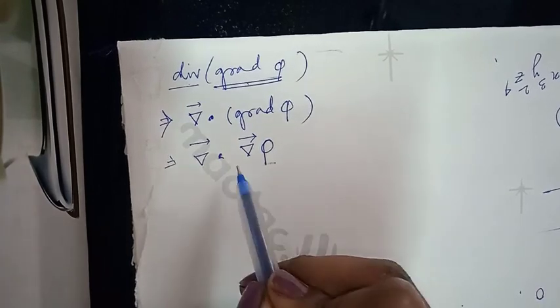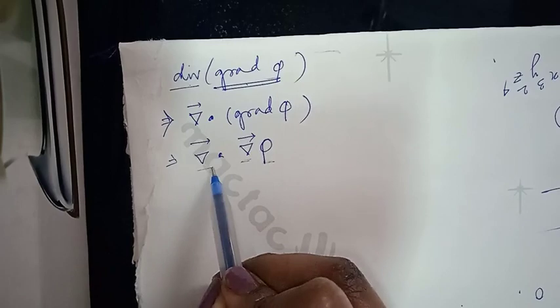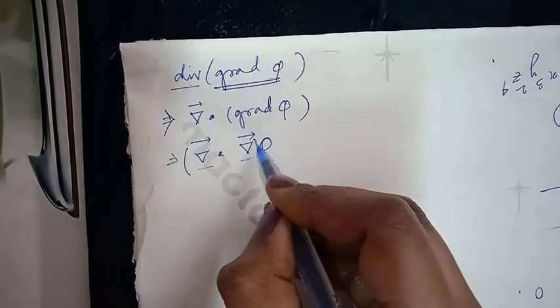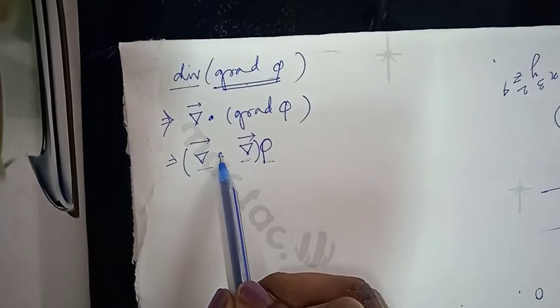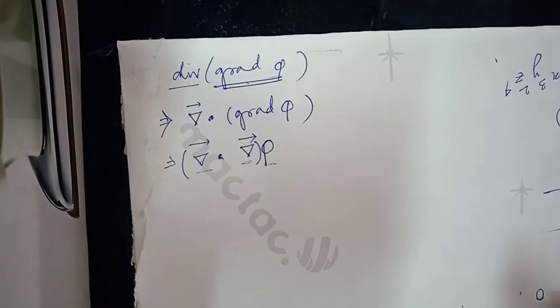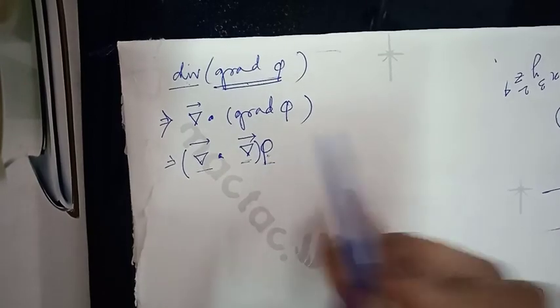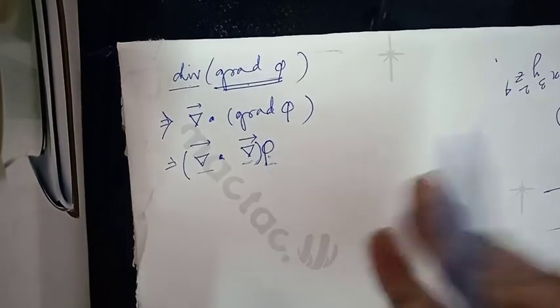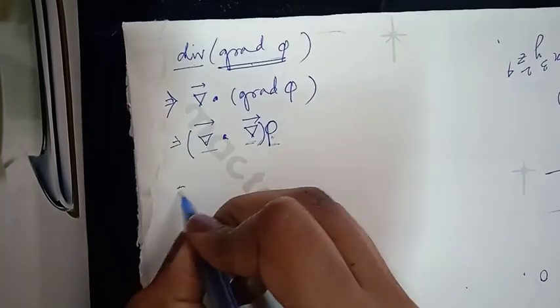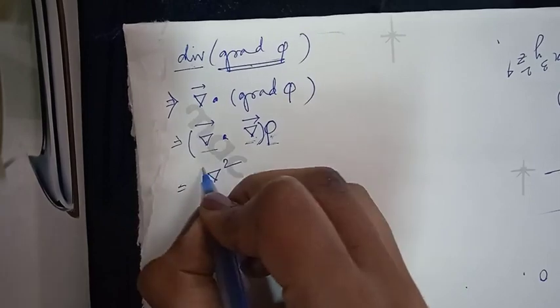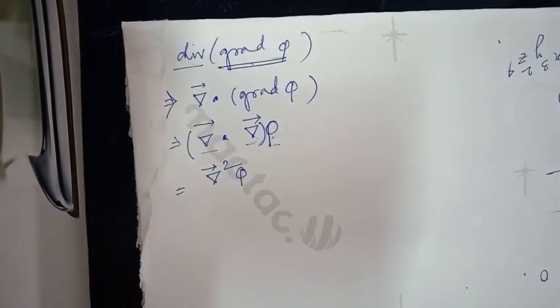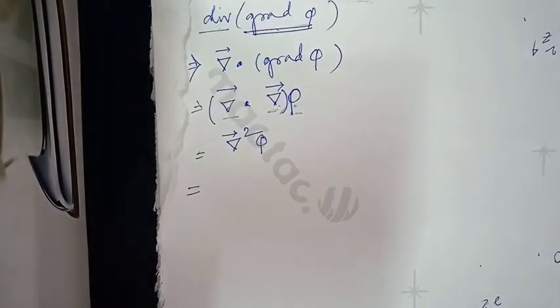Phi is a scalar, nabla is a vector, so we can put a bracket over here because we need to multiply these two, because dot product is not defined for any scalar thing, it is defined for vector quantity. Here phi is the scalar, so if you put a bracket over here, nothing will be changed. So this dot product between two nabla operators means nabla square operator, right? Now what is the value of nabla square?